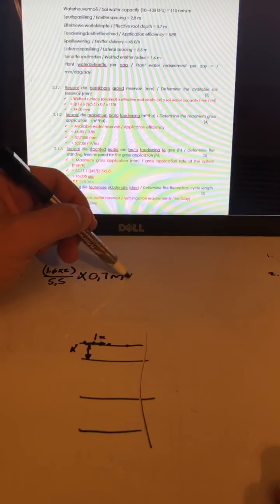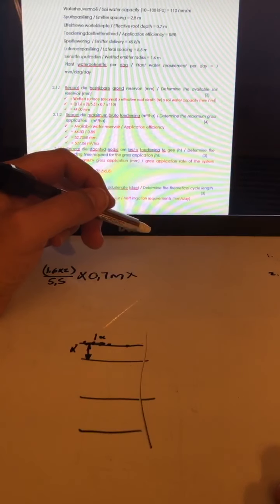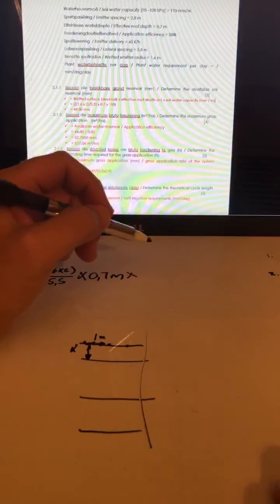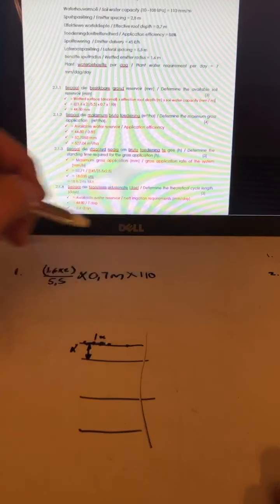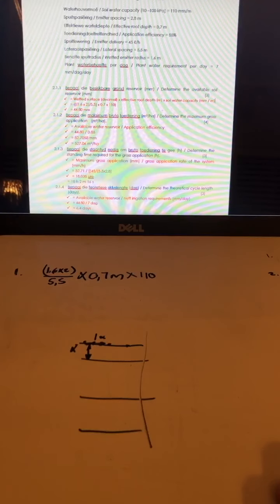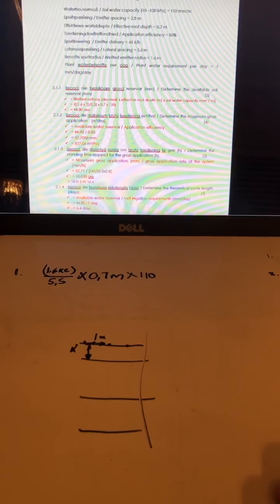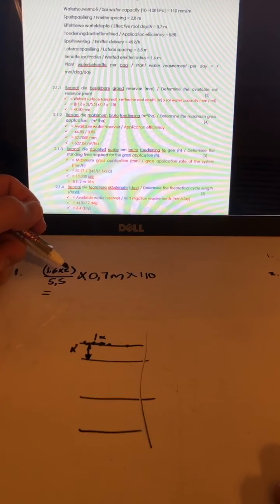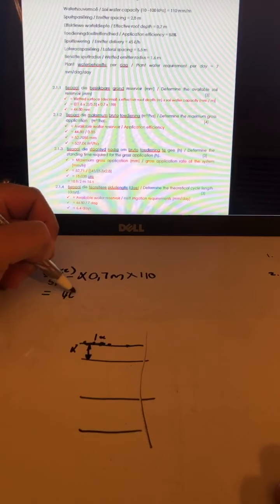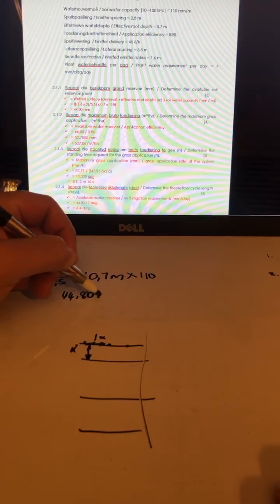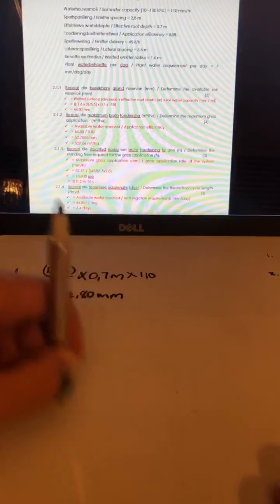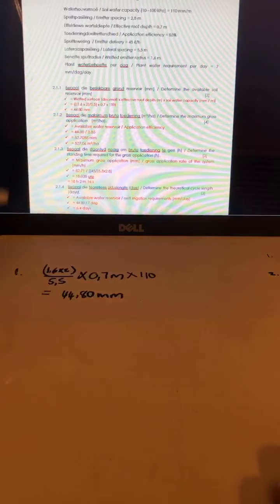That is multiplied by your soil water capacity, which at the top is 110 millimeters per meter, so 110. If you've used all of this, then the answer you will get for number 1, your available soil reservoir, is 44,80 millimeters. The next question is the maximum gross application.